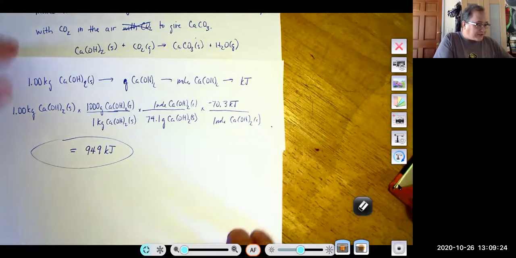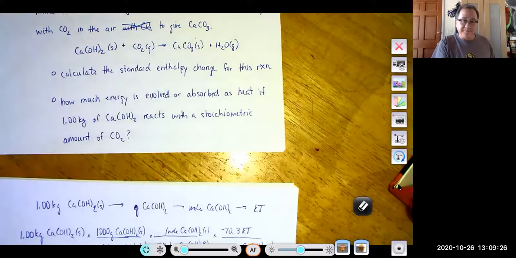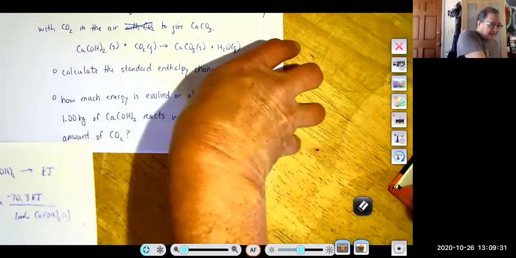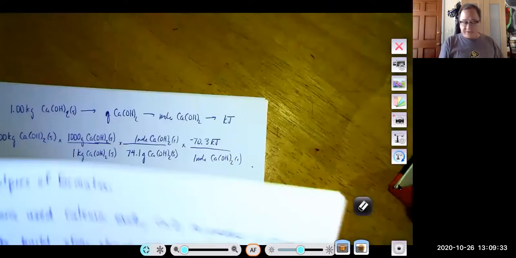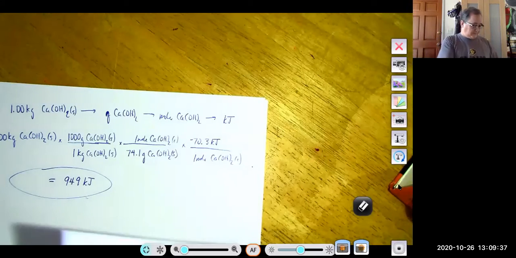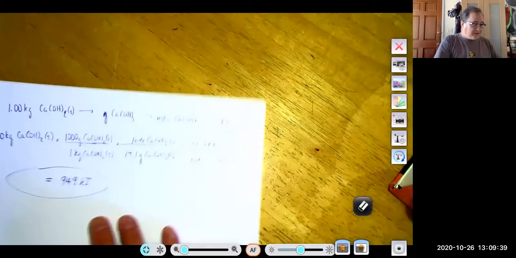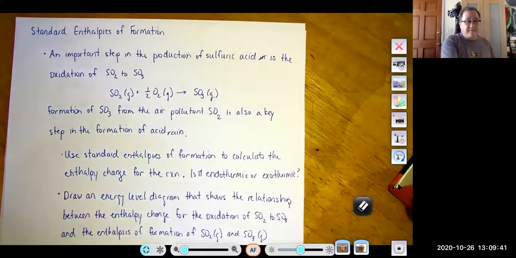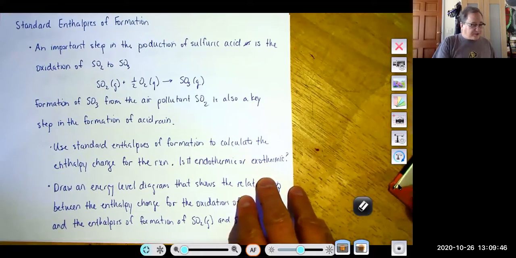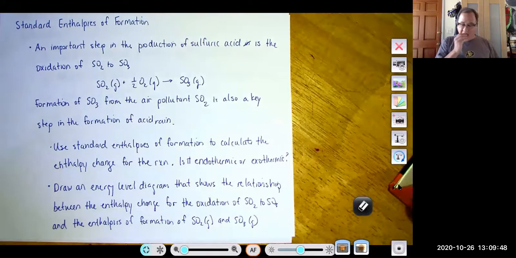Okay, are there any questions about how to do this problem? I think I have another one that I'd like to do that is similar to this. And let's take a look at it. So this is still standard enthalpies of formation.